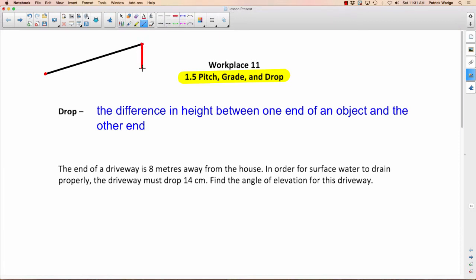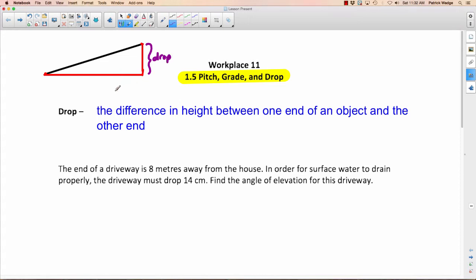Now, how far down should I go? I should go down until I reach this point right there. Oh, I didn't quite make it. Oh, darn. You get the idea. Oh, it's so ugly. So this right here, this is the drop. That amount right there is the drop.